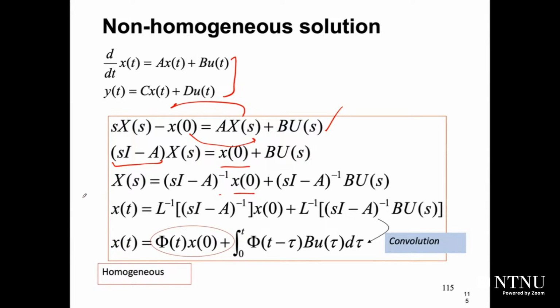If you want to get x(t), apply the inverse Laplace transform to this equation. So it will be the inverse Laplace transform of that part multiplied by x(0) plus the inverse Laplace transform of that whole part. We will call that part phi of t multiplied by x(0) plus, for that part, the integration from 0 to t of phi of (t minus tau) multiplied by Bu(tau). It's called the convolution, because it's the Laplace transform of a multiplication of two functions, so we use this convolution.